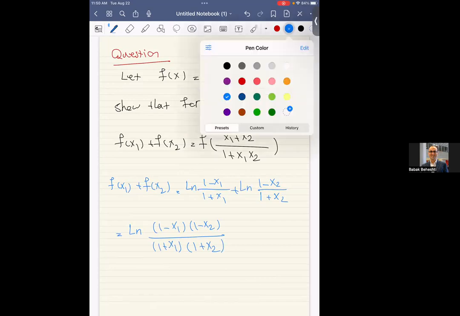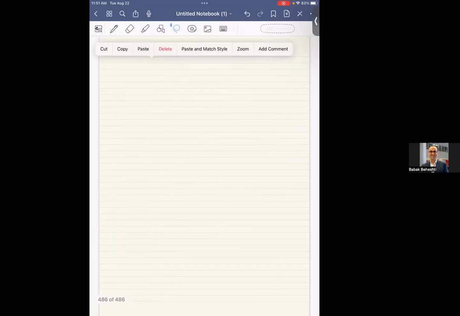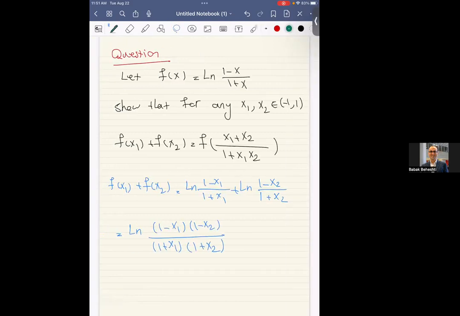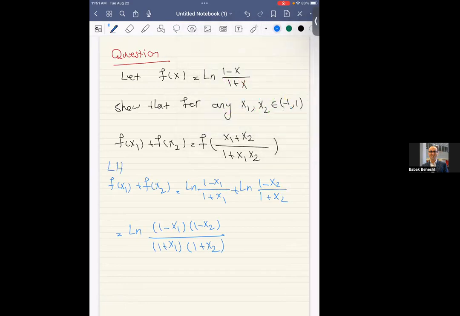Now I want to compute f of (x1 plus x2) over (1 plus x1 times x2). So I want to compute this guy. This is basically the left-hand side. Sorry, the right-hand side. Here, what I wrote in blue is the left-hand side. Now let's look at the right-hand side.